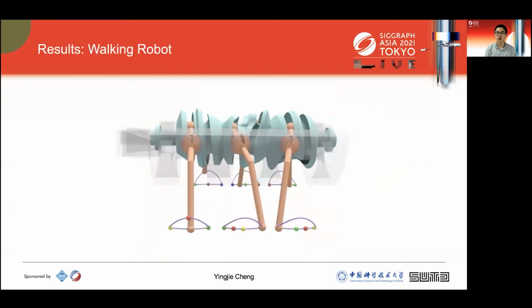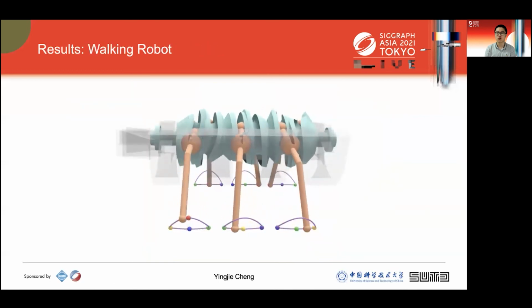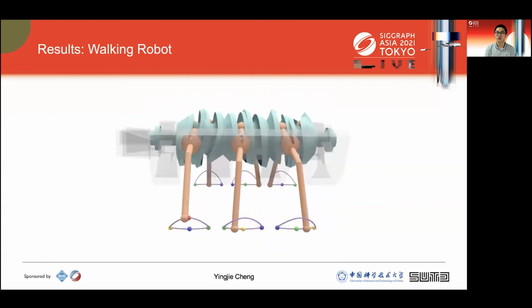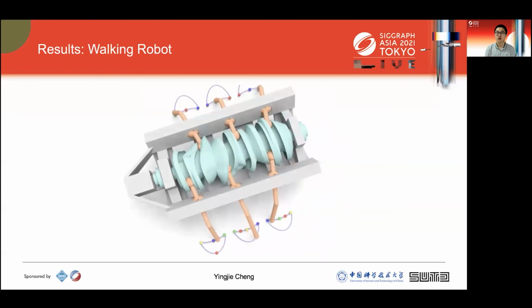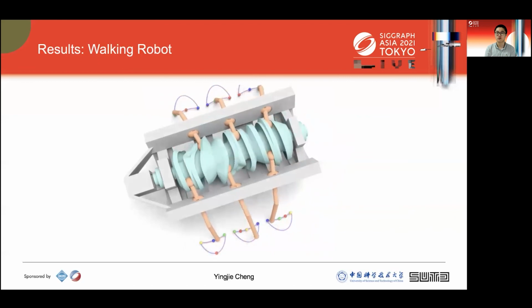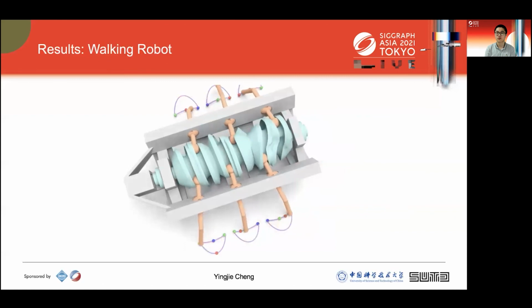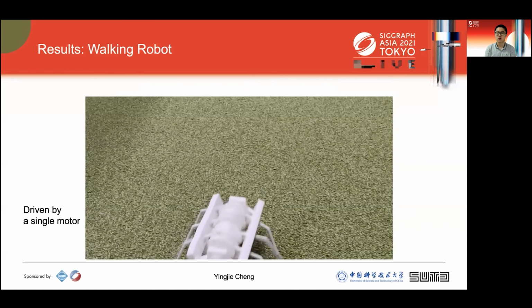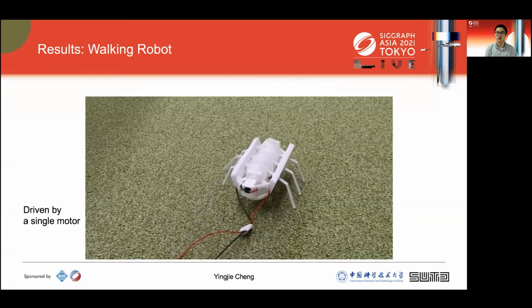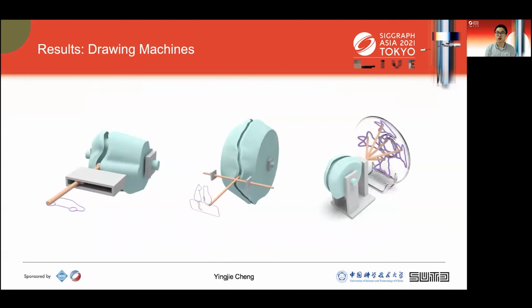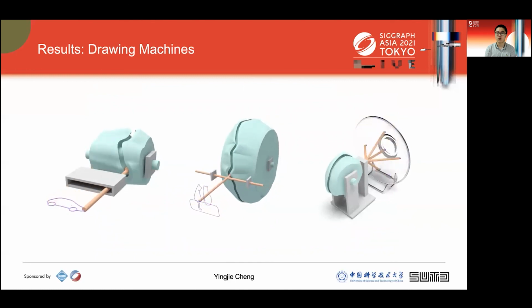More results. We design a 6-leg walking robot, driven by a single motor. It can achieve given gaits to realize user-specified trajectory and temporal motion. We 3D printed it, and the robot can walk stably and smoothly on the ground. Here are more results: drawing car, cats, flower.